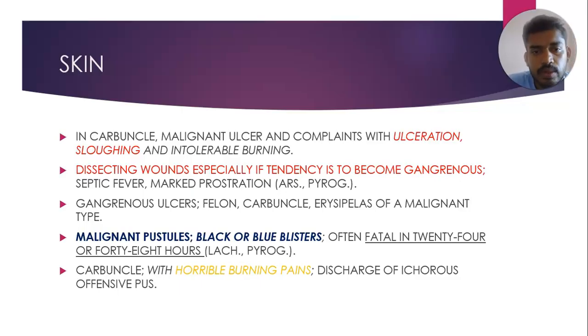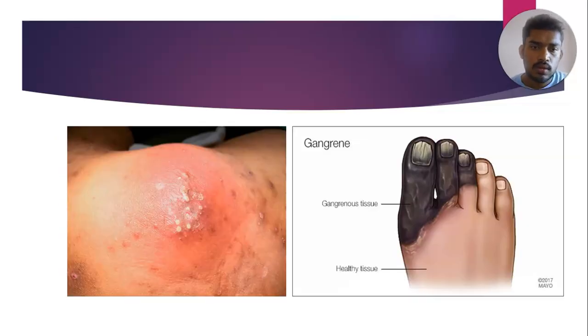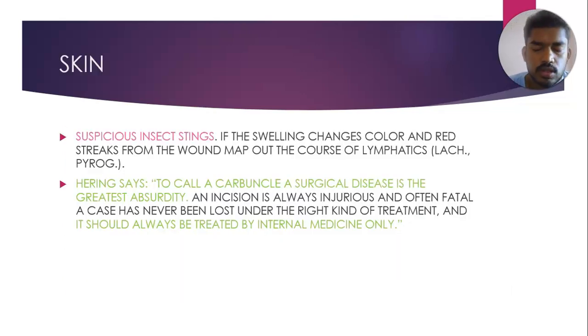Okay, carbuncle with horrible burning pains. So again, burning is coming up here. Discharge of ichorous offensive pus. Again, not a very big thing because once bacteria is there, you're going to see foul discharges. Yeah, so this is the gangrene. You can see a clear line of demarcation. Mostly the photo depicts something like an arterial ulcer. Okay, gangrene, arterial gangrene.